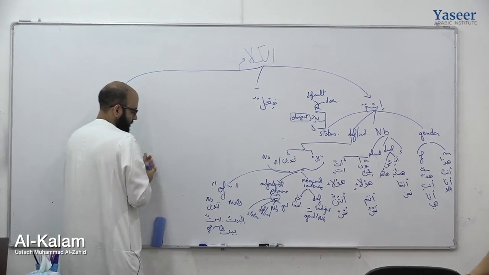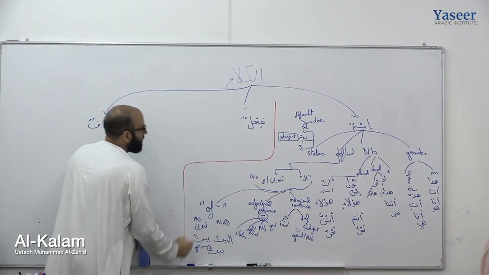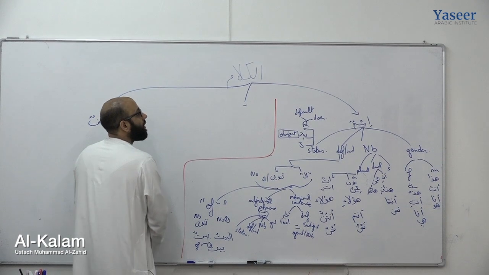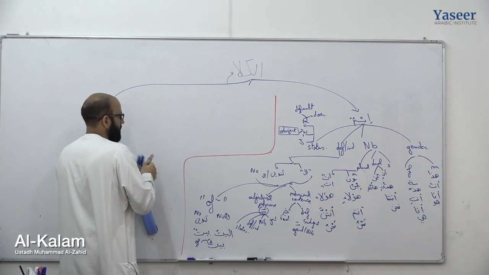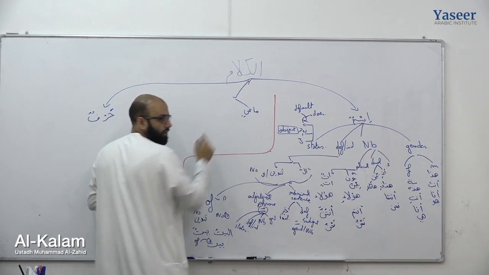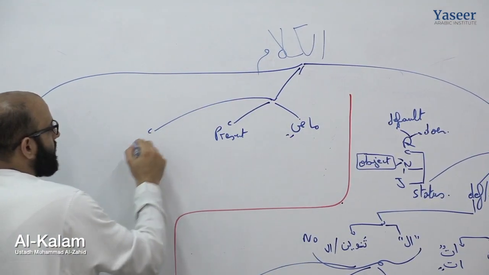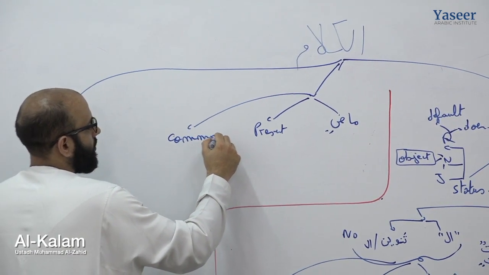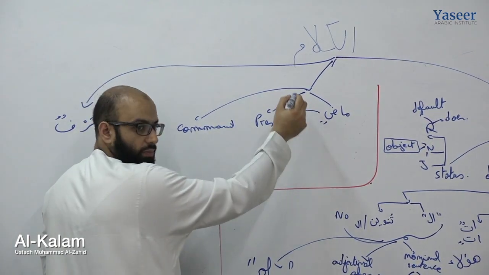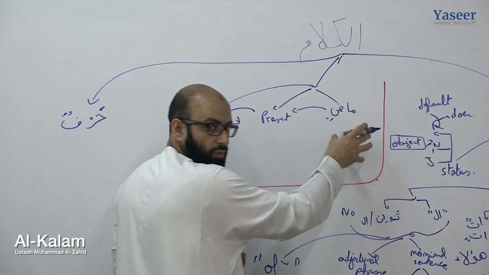Okay, when we studied the verb, we studied three types of verb. We have madin, which is past tense, present tense, and command, which is amr. Why do we study in this order? Because present tense is taken from past, and command is taken from the present tense. We said present tense is the root verb in Arabic.